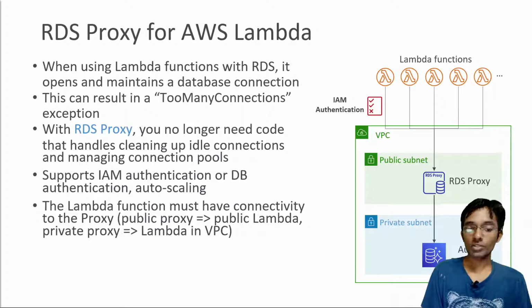You must make sure that the Lambda function has connectivity to the proxy, by either having a public proxy with a public Lambda, or a private proxy with a private Lambda in a VPC. So a diagram will help.